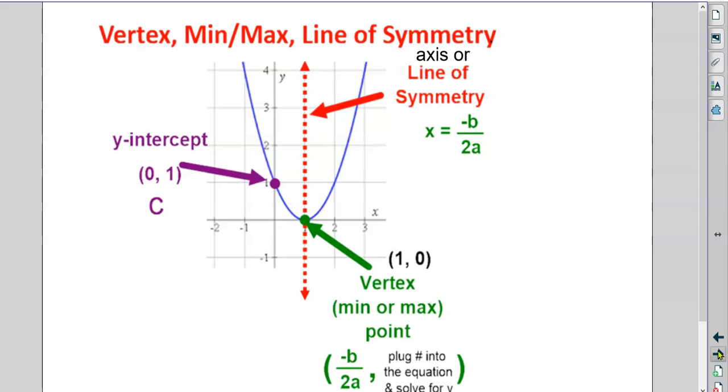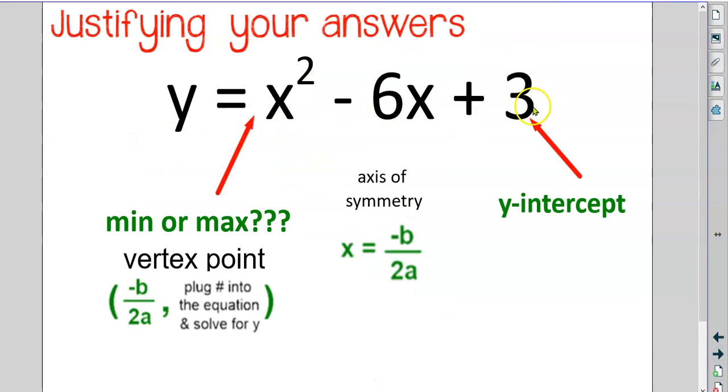So these are the 3 things you learned about today. How to identify the y-intercept from the graph or the equation. How to identify the line of symmetry. And how to identify the vertex point. You can identify these 3 things from an actual graph, but you can also determine it from the equation, right?